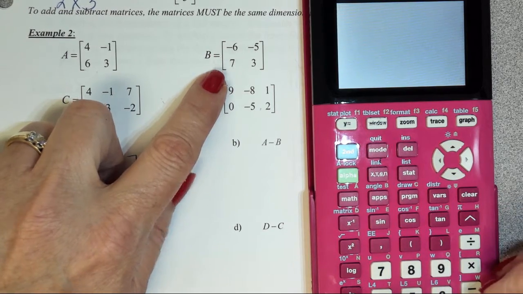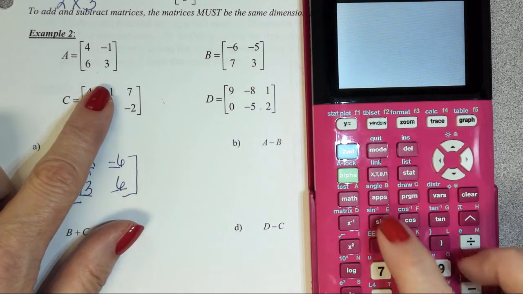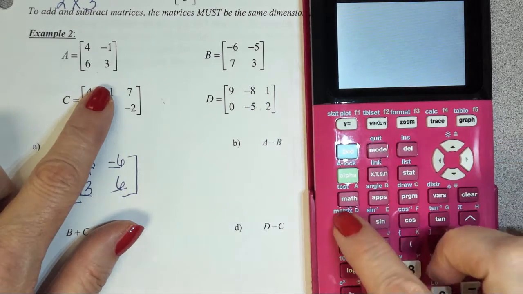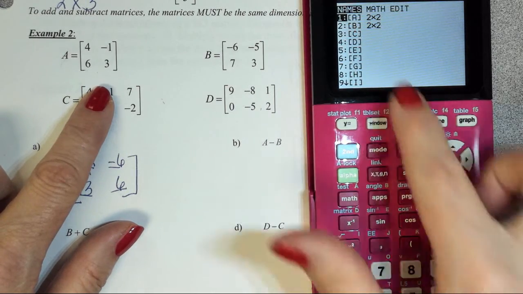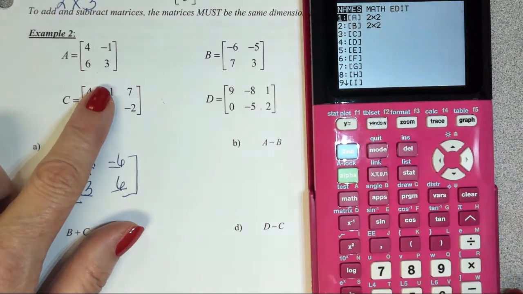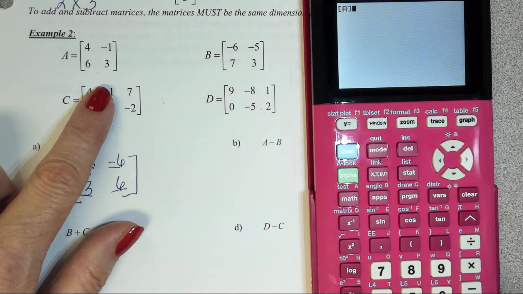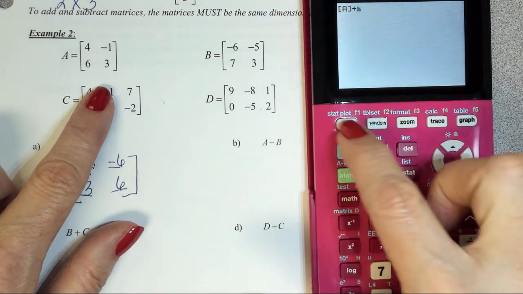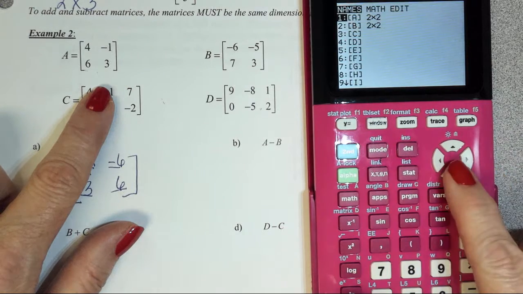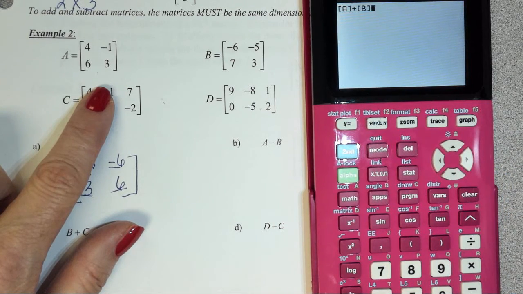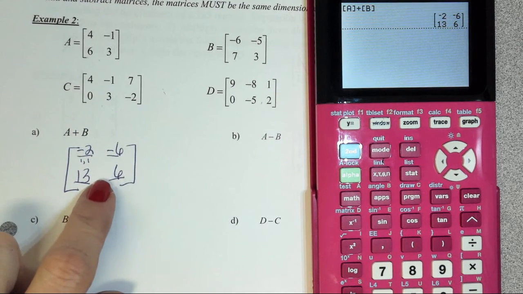Oops. And now I want to add those two matrices. So I go back to matrix. This time I don't want to edit. I just want the name of matrix A. Plus, I go back to matrix. And I want the name of matrix B. And I push enter. And it tells me that that's what I get when I add those two matrices. Okay? Like I said, not necessary if we're adding those matrices. Much easier just to do it by hand.